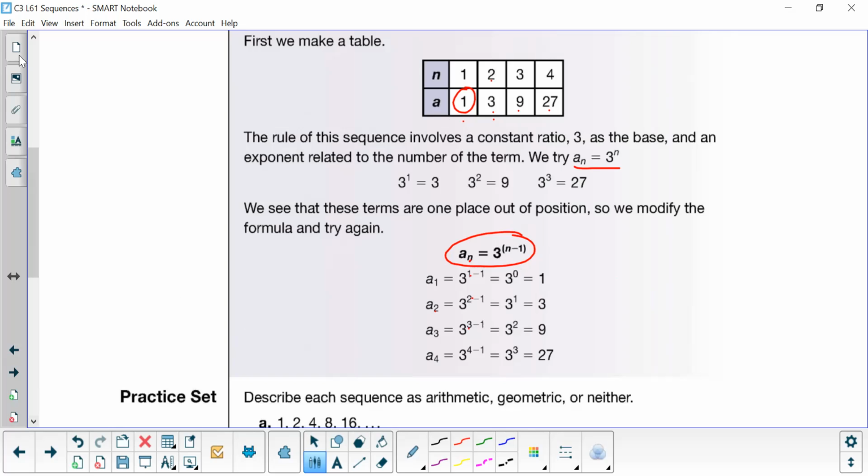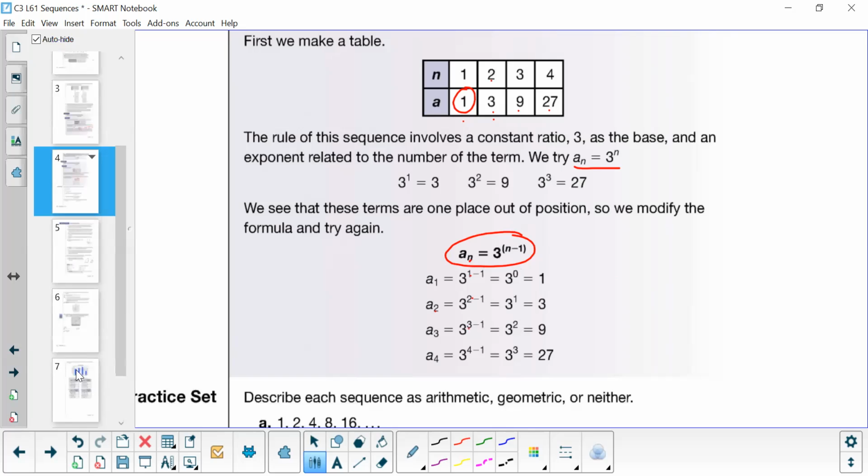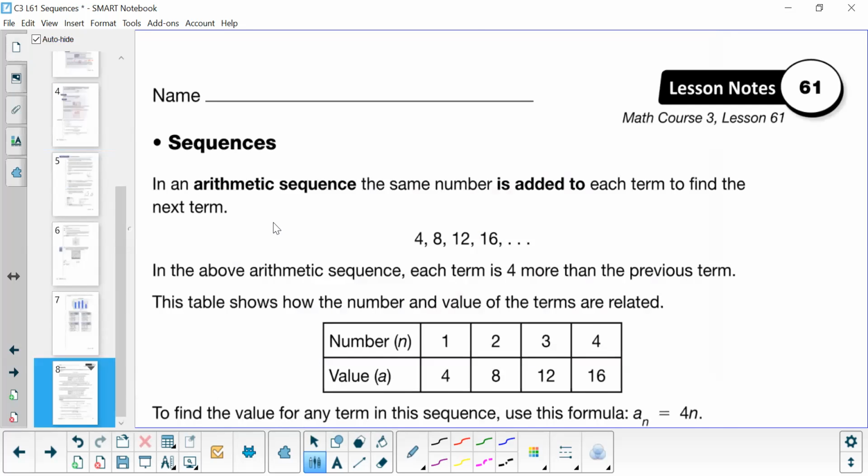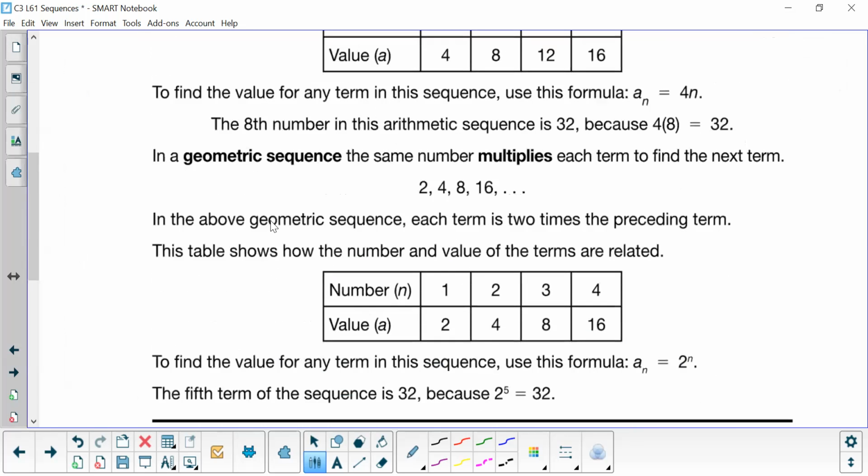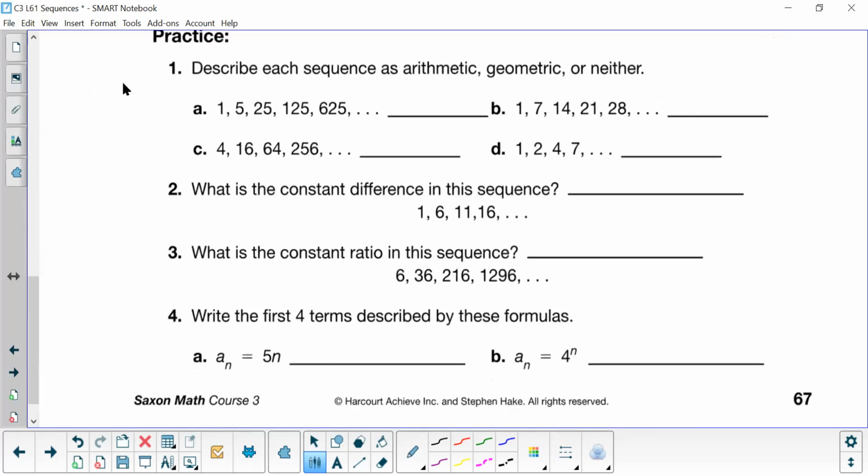All right, let's take a look at our lesson notes. Down here at the bottom, we have 4 examples. I would like you to do number 1. There's 4 problems for that number 1.